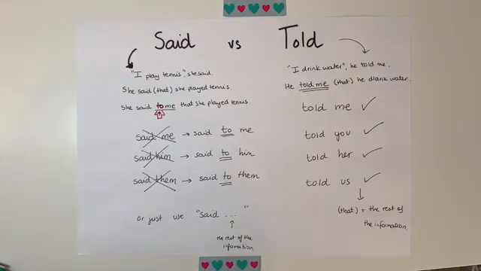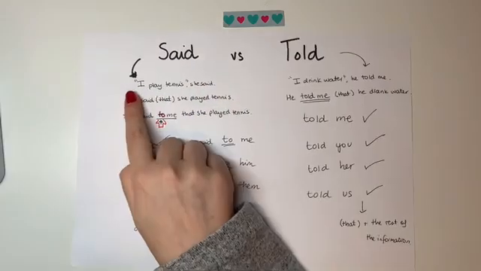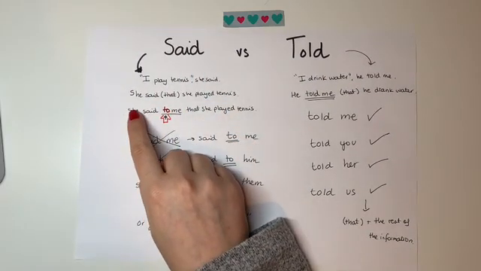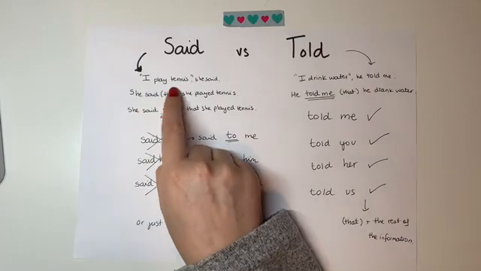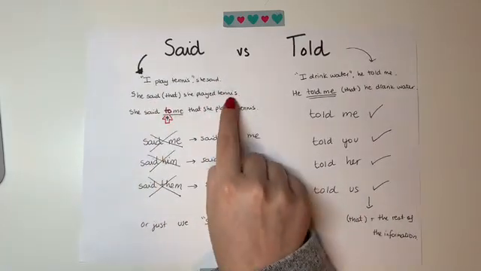You may ask yourself, and when do I use said and when do I use told? Okay, they mean the same, but they are not used for the same thing. When we use said, for example, we say, I play tennis, she said. So to make it reported speech, you say, she said that, it's optional, that's why it's in brackets. She said she played tennis.